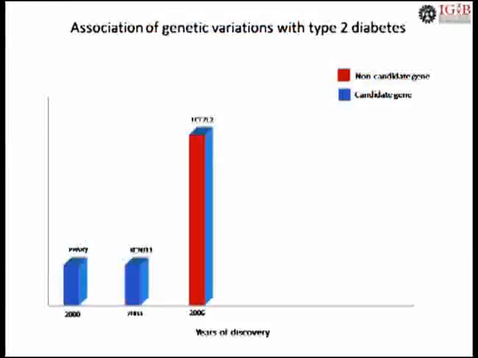So, if we see the power of the GWAS, how it is like that. If we start from 2000, there is only one gene discovery, that was PPAR gamma. And then before 2003, we got KCNJ11. And then TCF7L2 came in 2006. These are all candidate genes.